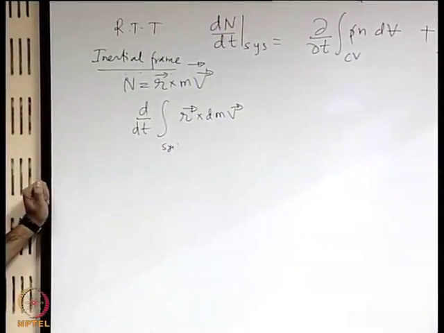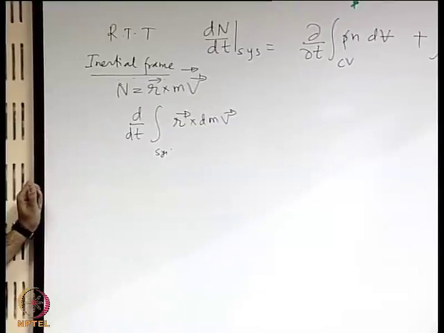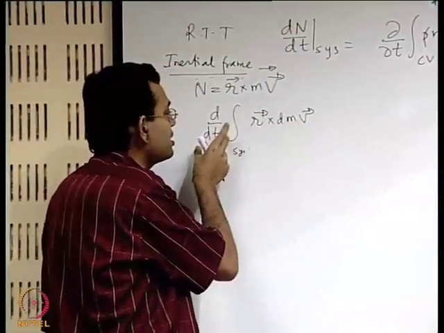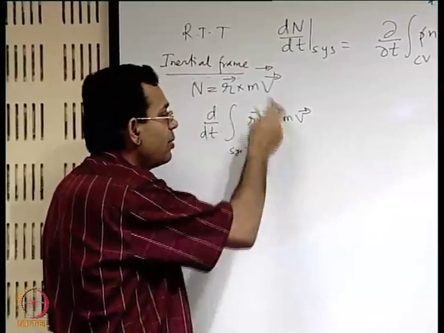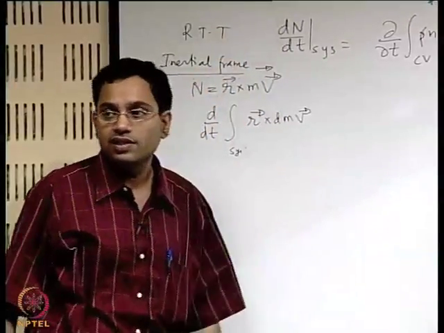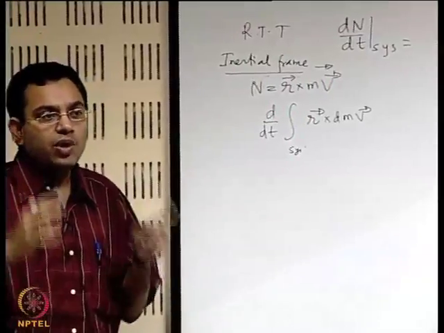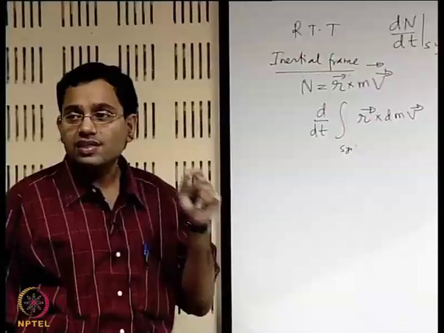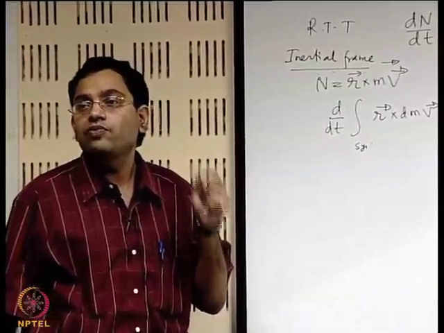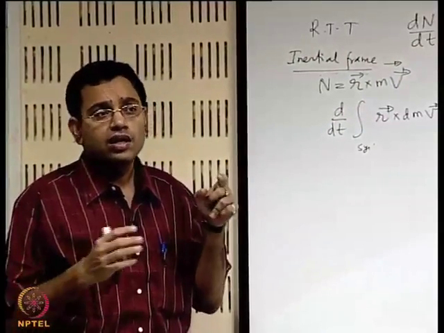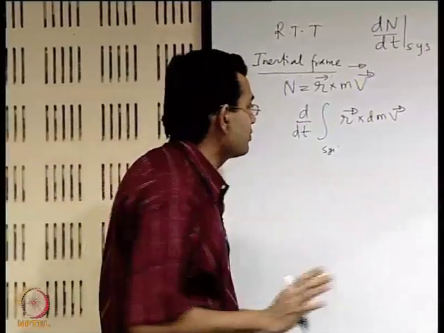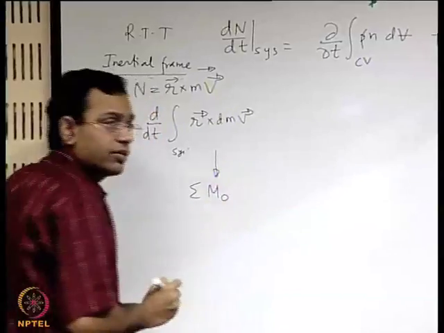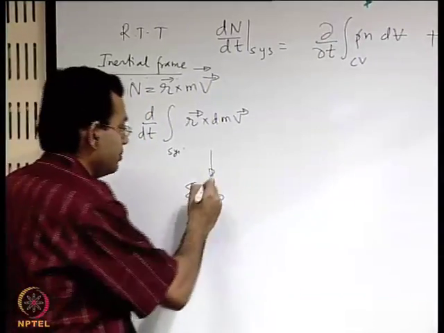So, what is this equal to? These are elemental angular momentums. This is the rate of change of elemental angular momentum, and that is summed up over the entire mass. So, that is the sum of the rate of change of angular momentum of individual elements. So, that is the sum of the resultant moment of all forces which are acting on the system, maybe couple moment or force moment, but resultant moment. So, this is the resultant moment of whatever forces, couples, acting on the system.